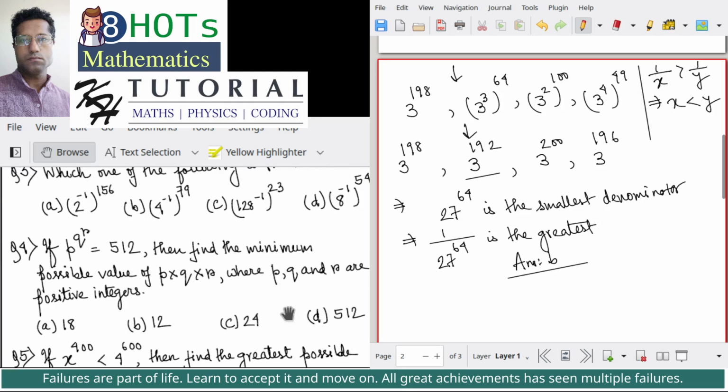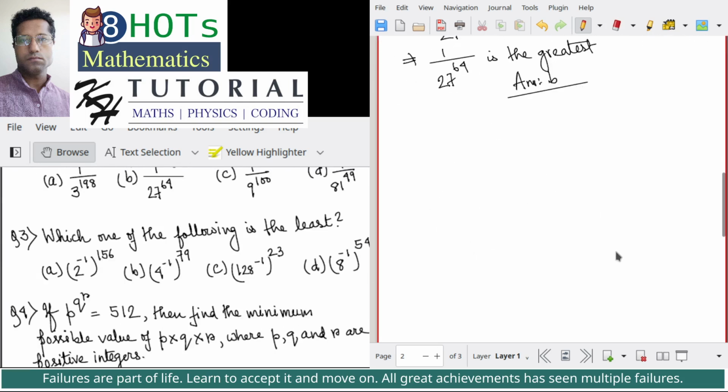Okay, let's do question number 3. Which one of the following is the least? We have to find the smallest number. The numbers given are (2 to the power minus 1) whole to the power 156, (4 to the power minus 1) to the power 79, (128 to the power minus 1) raised to the power 23, and (8 to the power minus 1) raised to the power 54. Now, a small observation you have to make.